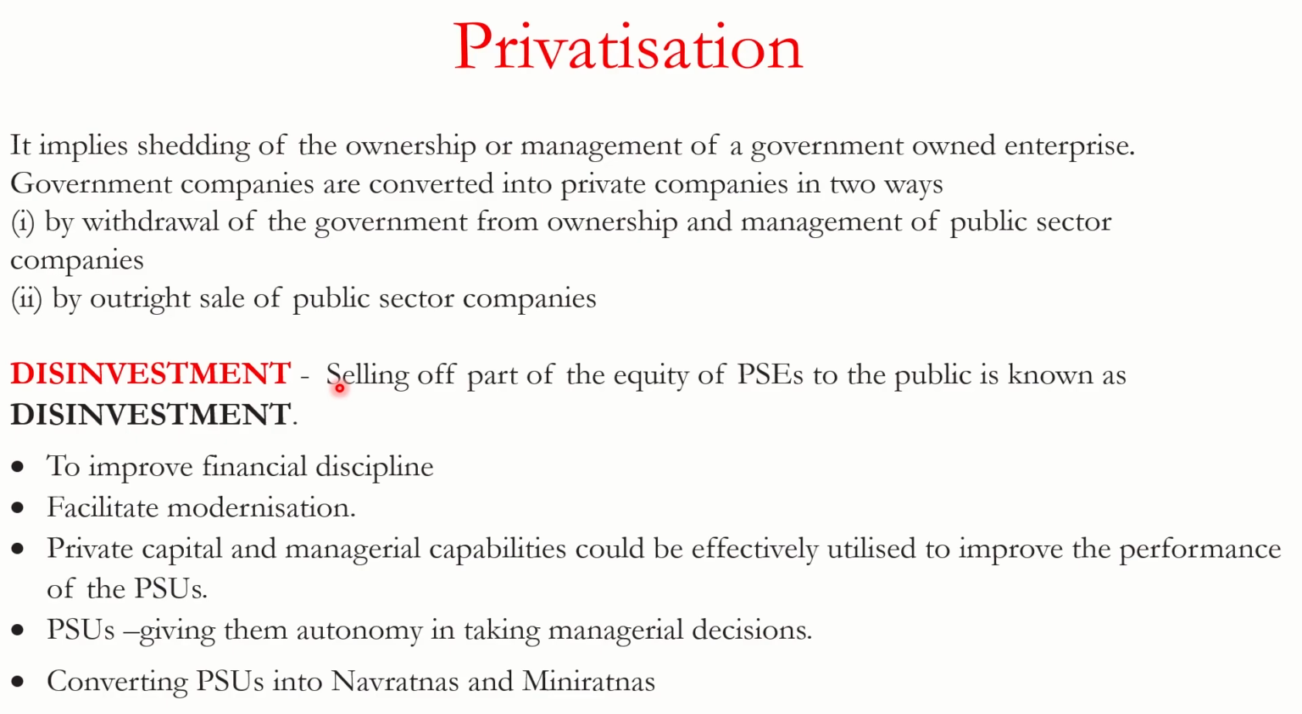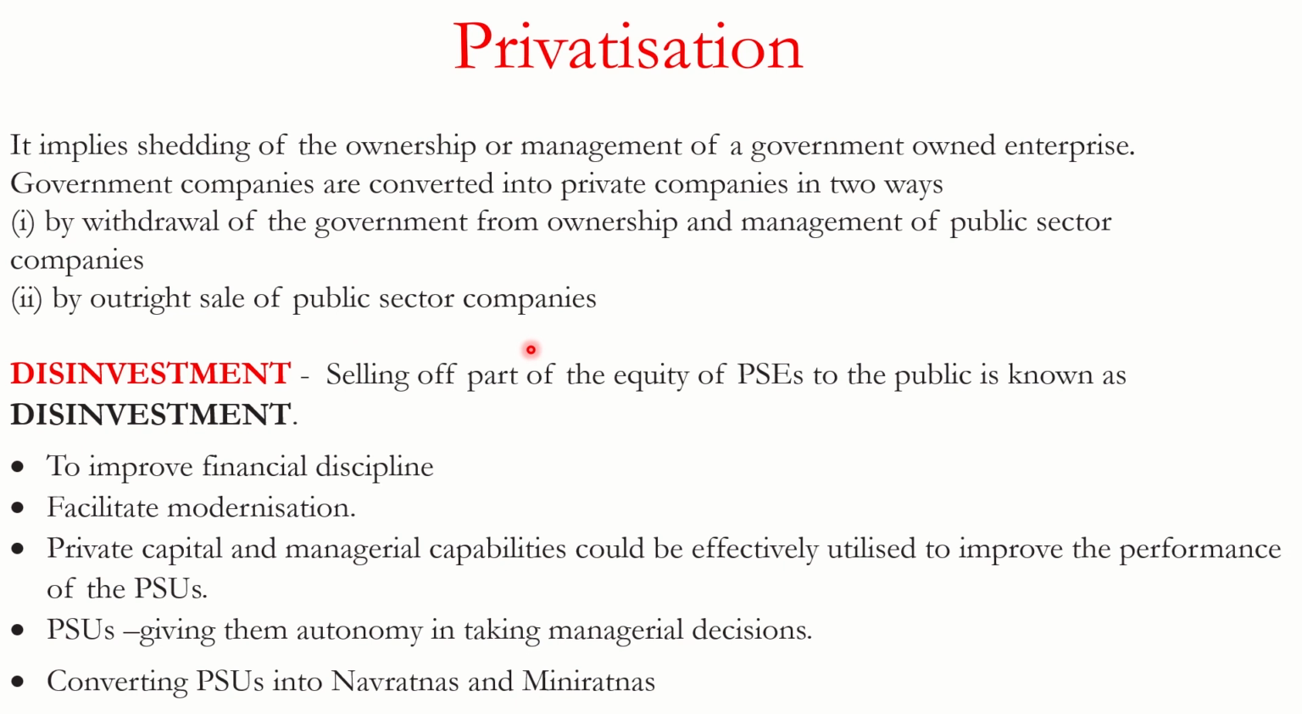Now coming to privatization. Privatization means shedding of ownership or management of government-owned companies. It means that the government companies have been converted into private sector. And how is the government doing this? The government is doing it in two ways. The first one is by withdrawal of the government from ownership and management of public sector companies. Example, a firm A is there, that is public sector. Now what the government is doing is withdrawing its ownership and giving it back to the private companies.